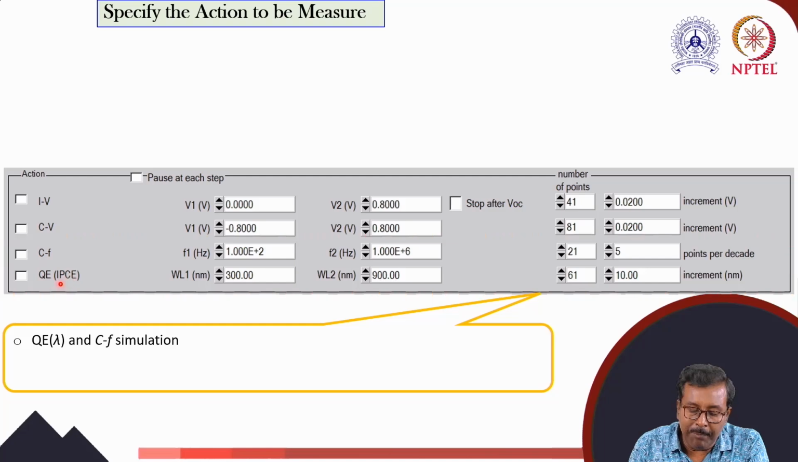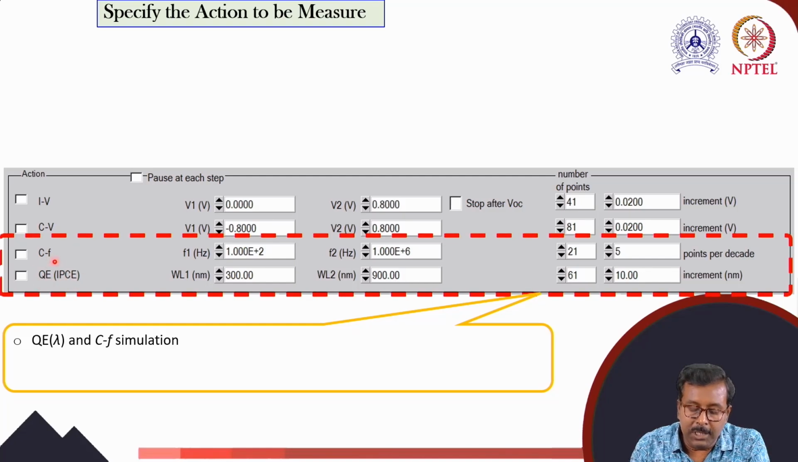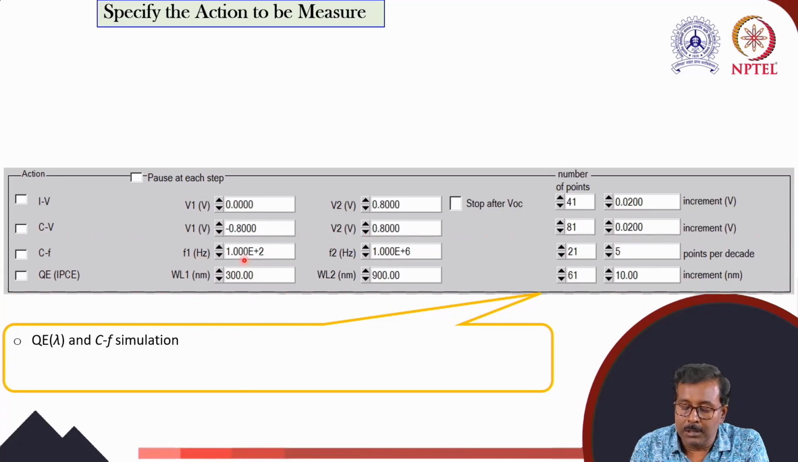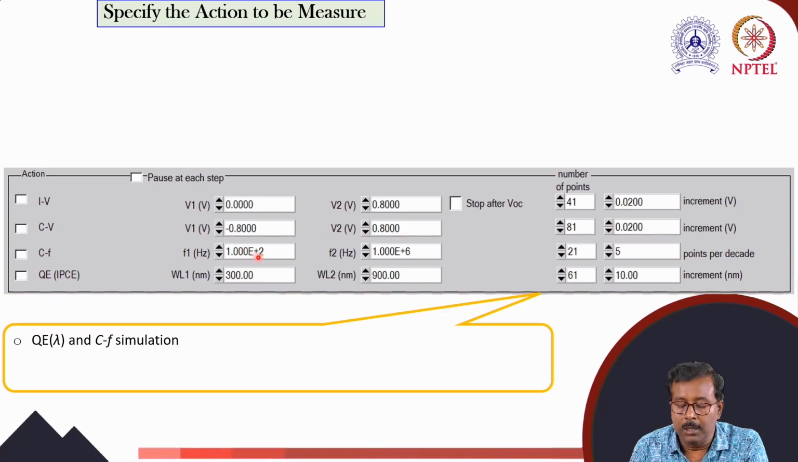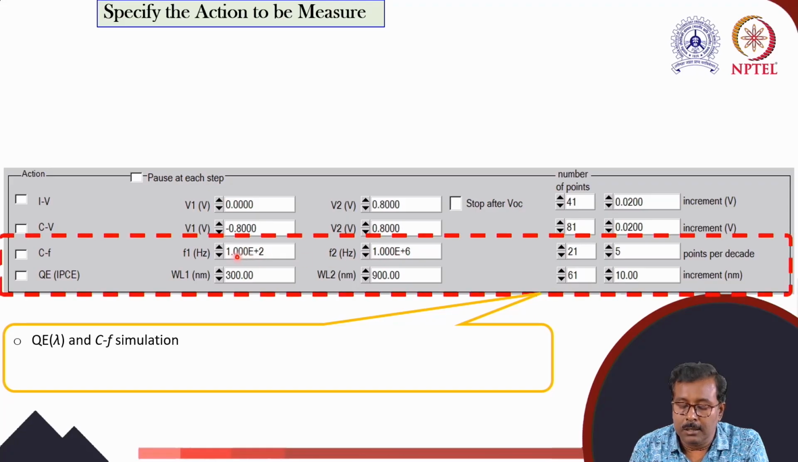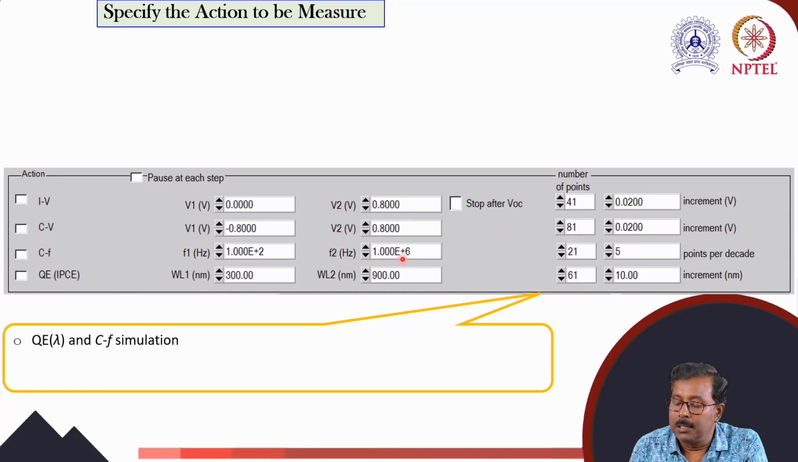Now for the CF and QE, quantum efficiency measurement. For the CF measurement, you set the starting frequency and ending frequency. Say this is 1.00 u to the power 2, that is 100 Hertz, 0.1 kilohertz, to 1 megahertz. Hertz is the unit. So 10 to the power 2 means 100 Hertz to 1 megahertz.